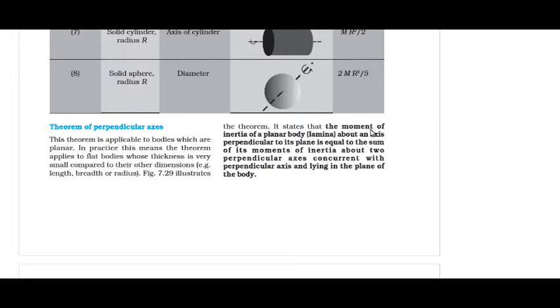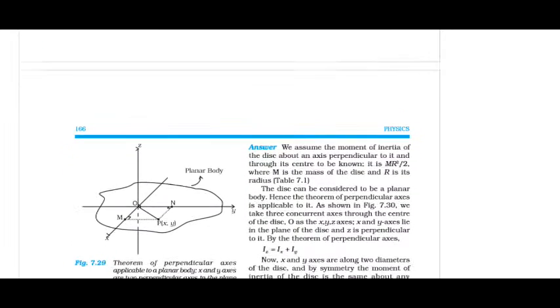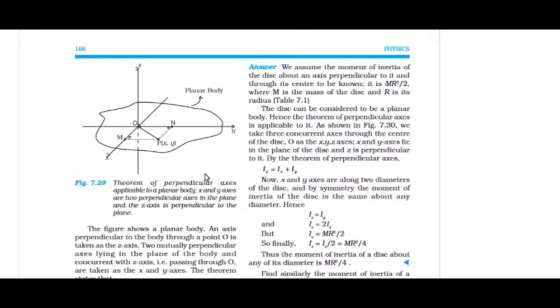It states that the moment of inertia of a planar body or lamina about its axis perpendicular to the plane is equal to the sum of moment of inertia about the two perpendicular axes concurrent with the perpendicular axis and lying in the plane of the body. So let us see figure 7.29 first. Theorem of perpendicular axis applicable to the planar body: x and y axis are the two perpendicular axes in the plane and z axis is perpendicular to the plane.